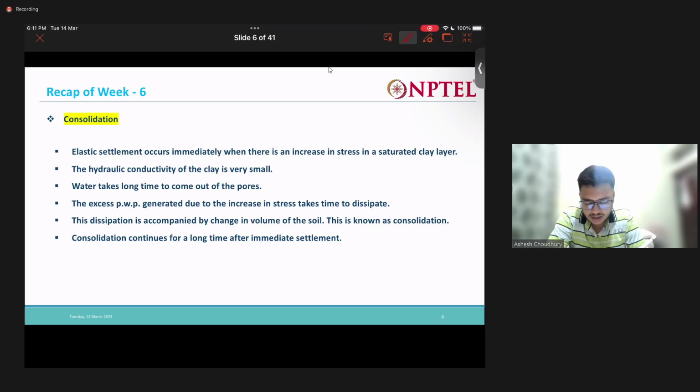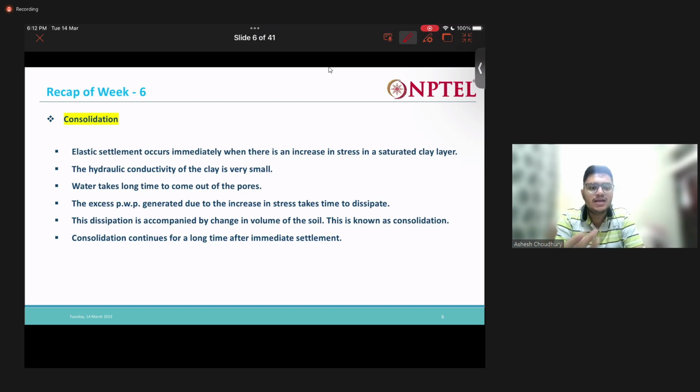So in consolidation, what happens is that there is a soil, and above the soil we apply some load. Instantaneously, as soon as we apply some load, there is an increase in stress in the soil layer. Due to this increase in stress, initially there is some elastic settlement. Elastic settlement means that through the elastic deformation of the soil particles, there is an immediate settlement. So this elastic settlement occurs immediately.